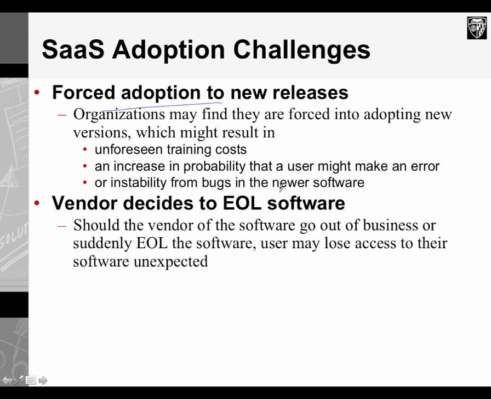The vendor decides to EOL the software. It's possible that a SaaS vendor might say, you know what, this is a business that we don't want to be in. Then what do you do? Well, you have all your data over there. Well, you have to move your data out. Well, what if you can't move your data out? So again, this is another problem when it comes to the SaaS adoption.